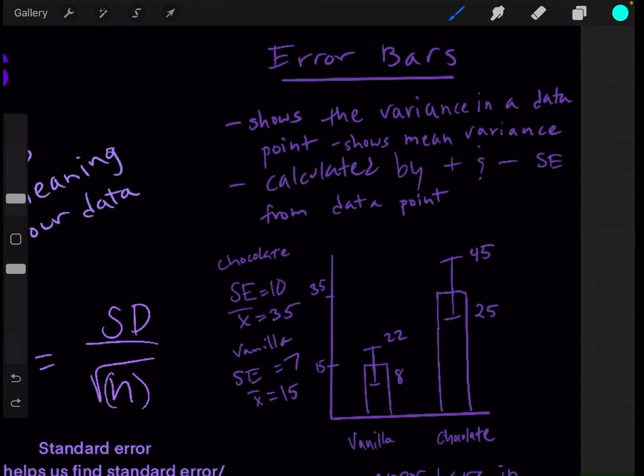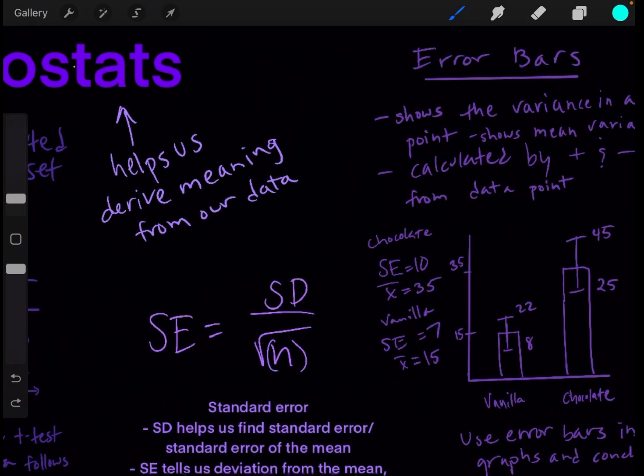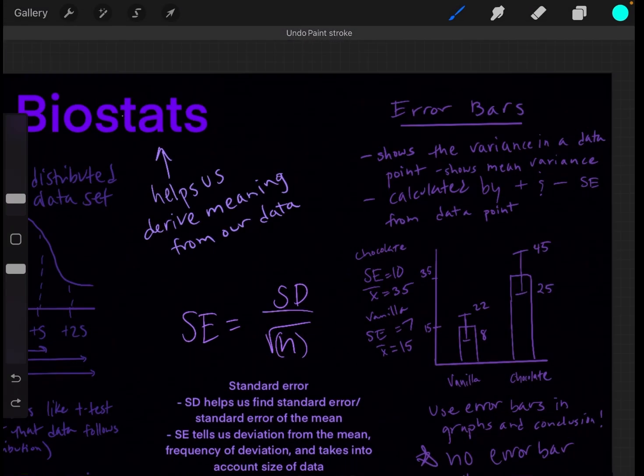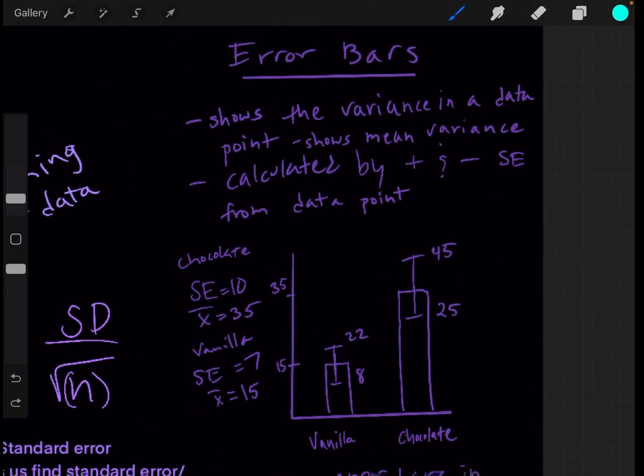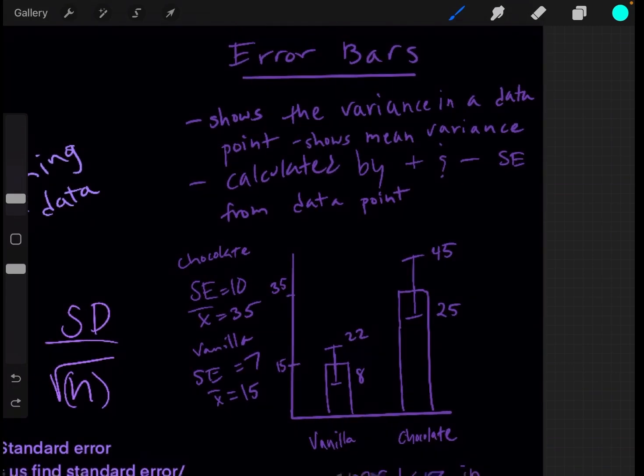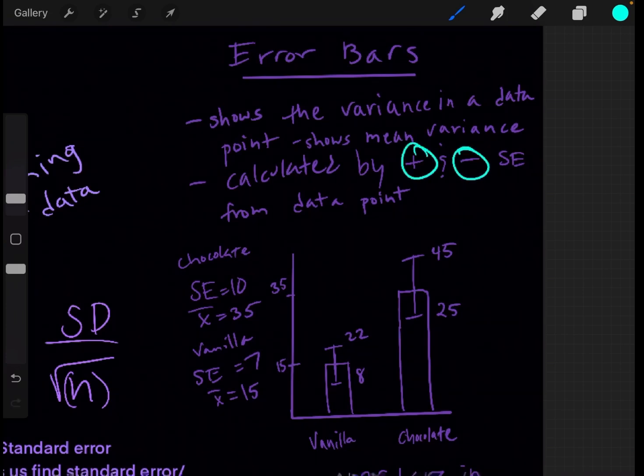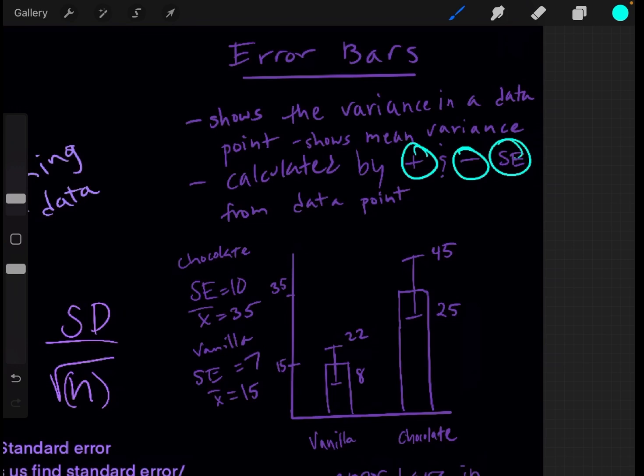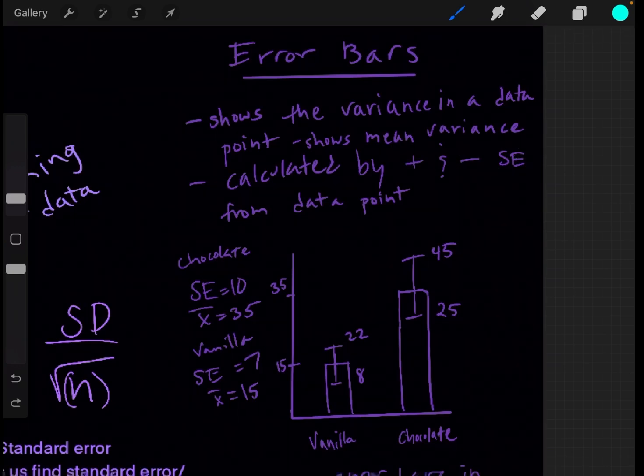So, error bars. Error bars show the variance in a data point, and they show the mean variance. And I know some of you might be thinking, this sounds a lot like standard deviation. Well, it's using standard error, and if you remember, standard error uses standard deviation. So in a way, this is using standard deviation. It's kind of a glorified version of standard deviation. It shows the variance in a data point and the mean variance. And this is calculated by adding and subtracting the standard error from each data point.